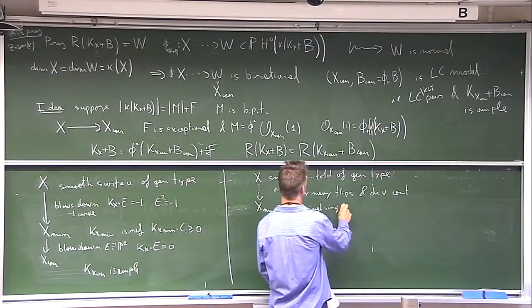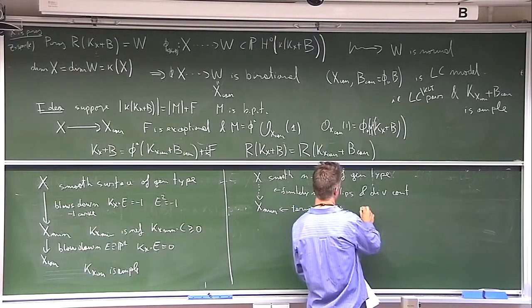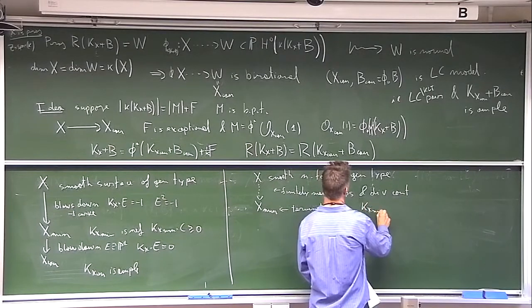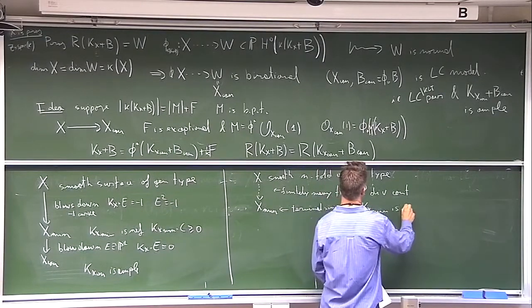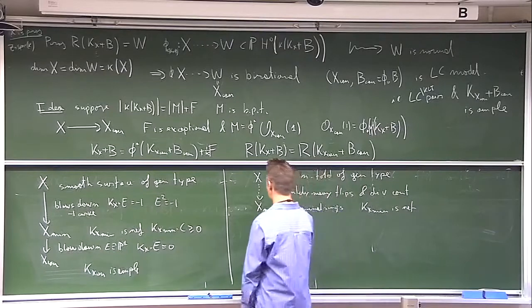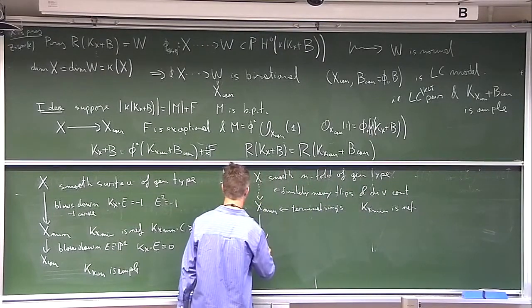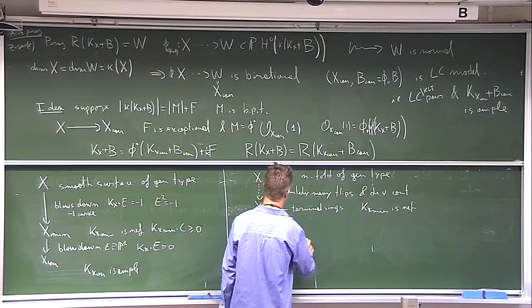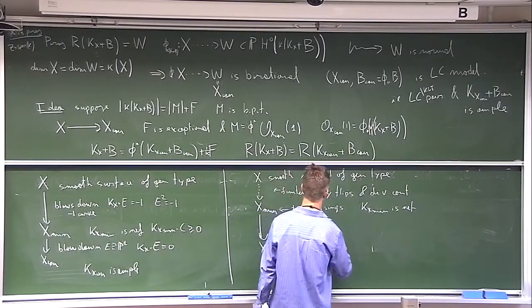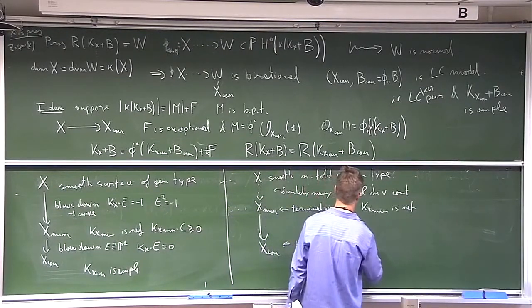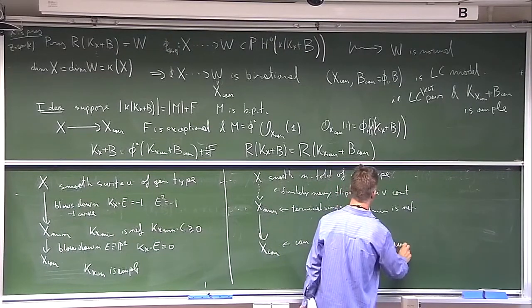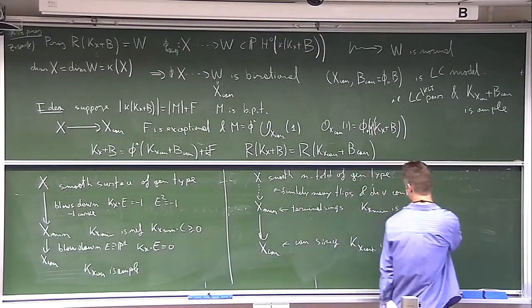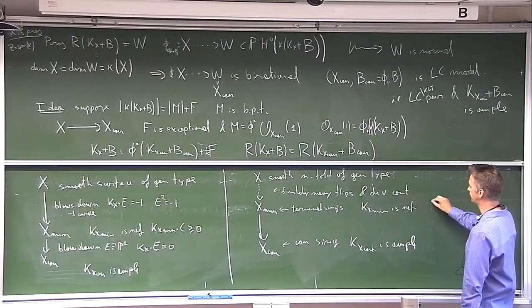So it will be singular in codimension greater or equal to 3. And K is nef, it intersects every curve non-negatively. And then you actually have a morphism down to the canonical model, which typically has canonical singularities, and K_X canonical is ample. The minimal model is not necessarily unique.